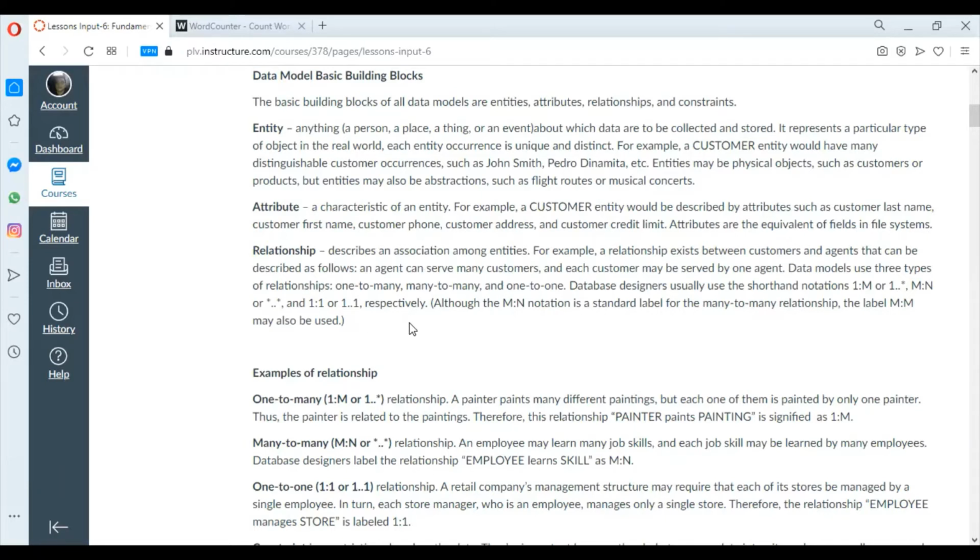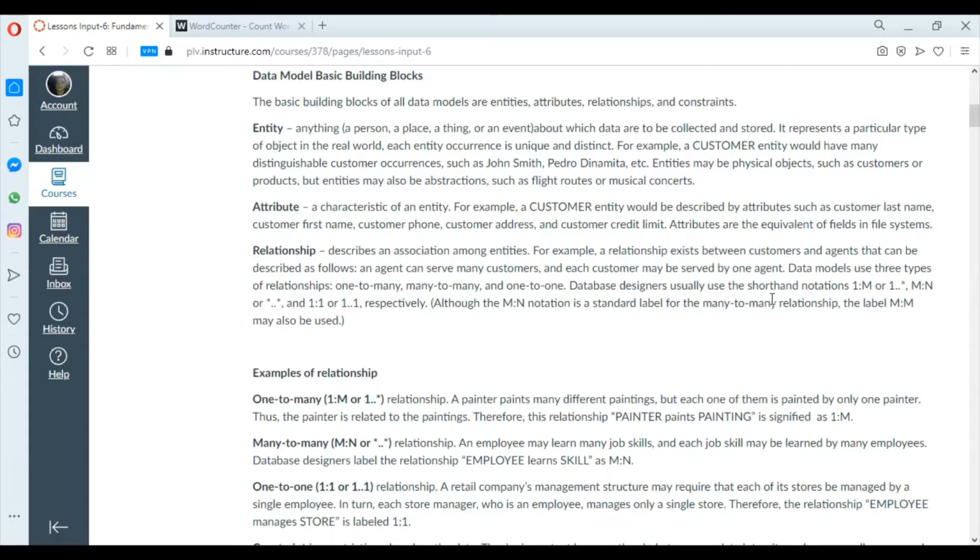And lastly, we have relationship. It describes an association among entities. For example, a relationship exists between customer and agents that can be described as follows. An agent can serve many customers. Each customer may be served by one agent. Data models use three types of relationship, but as you have seen in our examples earlier, you could also have other relationship, including zero or none.